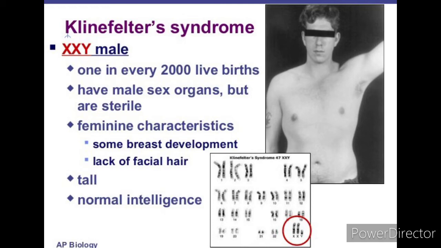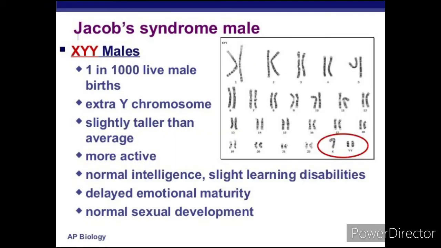So first is Klinefelter syndrome, XXY male, 1 in every 2,000 live births. They have male sex organs but are sterile. Feminine characteristics include some breast development and lack of facial hair; they are tall with normal intelligence. Next is Jacobs syndrome, XYY males, 1 in 1,000 live male births, with an extra Y chromosome. They are slightly taller than average, more active, with normal intelligence, slight learning disabilities, delayed emotional maturity, and normal sexual development.